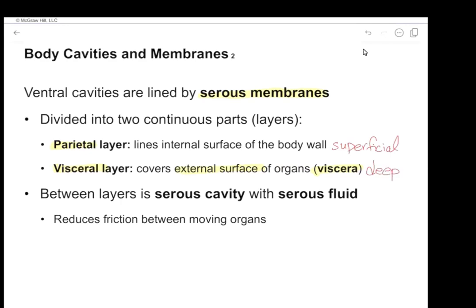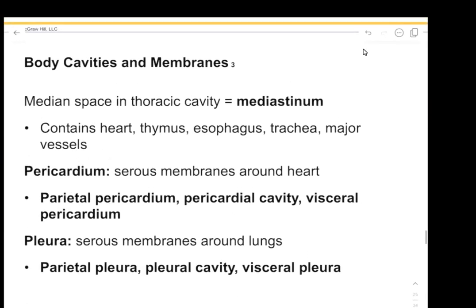And between that is where serous fluid is actually produced. The function of the serous fluid is that it helps reduce the friction when moving the organs. One example being the heart, one being the lungs, and one being the pericardium.